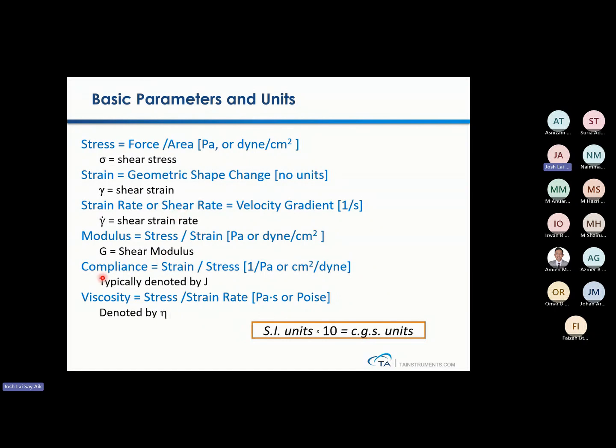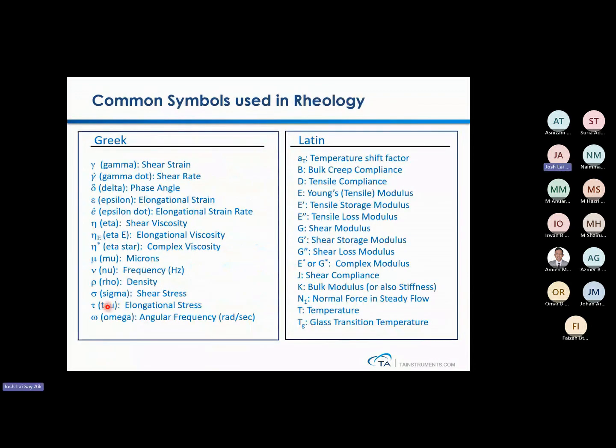Last but not least, in a transient test, you always have a compliance as well. And finally, you can get the viscosities via rotational tests. These are a whole lot of symbols, and when you are trying to read a rheometer paper or results, you need to familiarize yourself with all these symbols and what they mean.